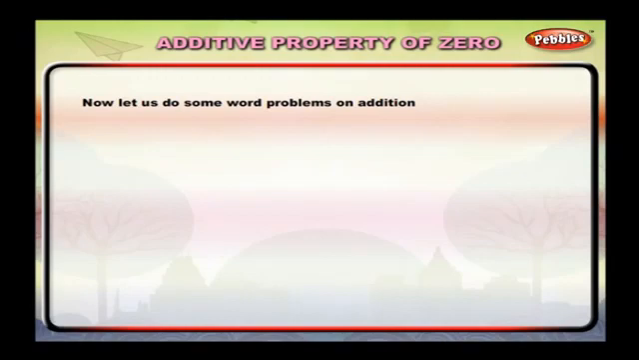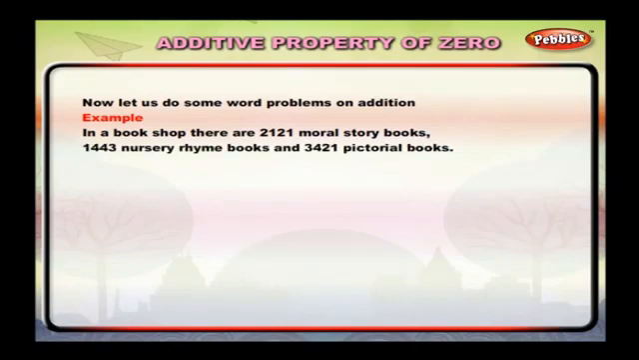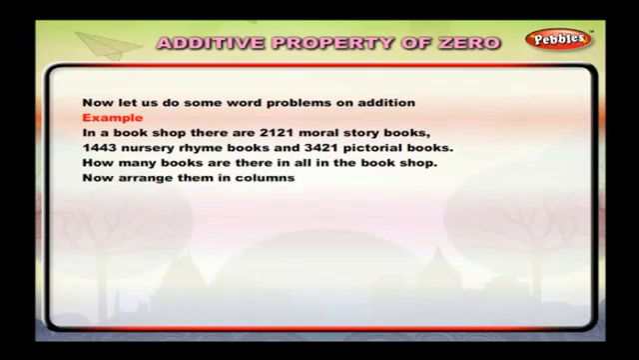Now, let us do some word problems on addition. Example. In a bookshop, there are 2,121 moral story books, 1,443 nursery rhyme books, and 3,421 pictorial books. How many books are there in all in the bookshop?